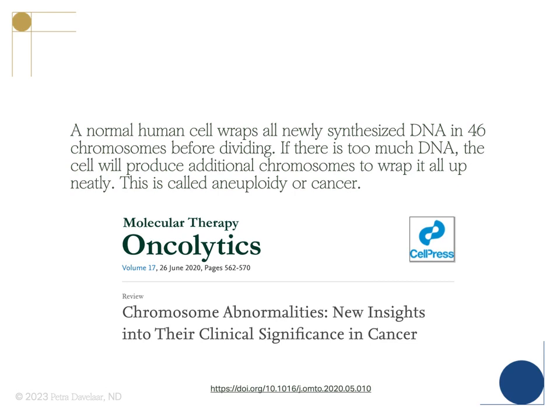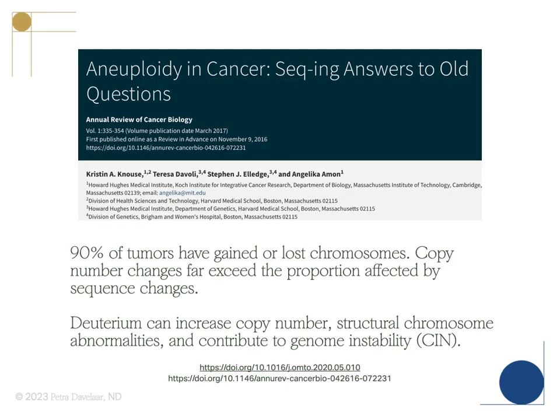For example, a pancreatic cancer cell, like a MIA-PaCa, will have 52 chromosomes. A metastatic lung cancer cell, number 60, may have 61 chromosomes. There is a line called H441. This is due to excess deuterium present in the cell. In fact, 90% of tumors have gained or lost chromosomes. Copy number changes far exceed the proportion affected by sequence changes. Deuterium can increase copy number, structural chromosomal abnormalities, and contribute to genome instability.